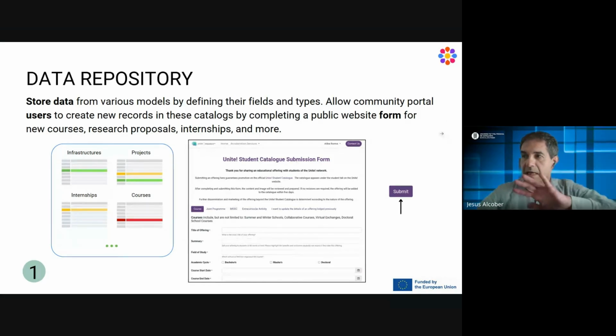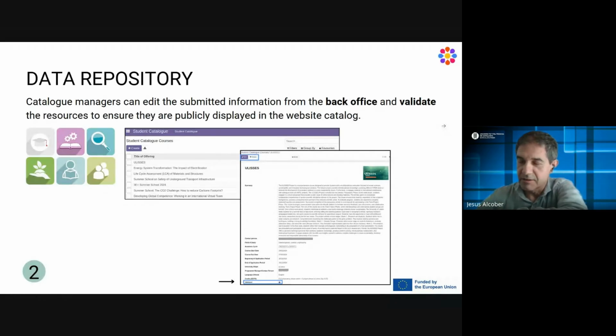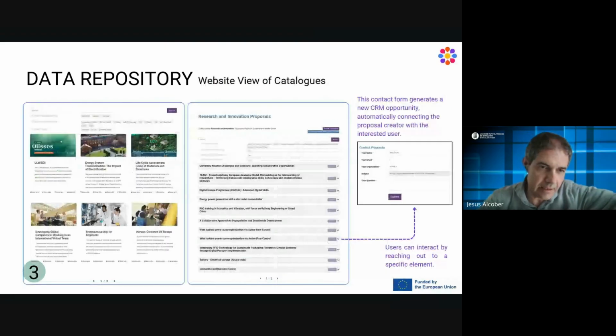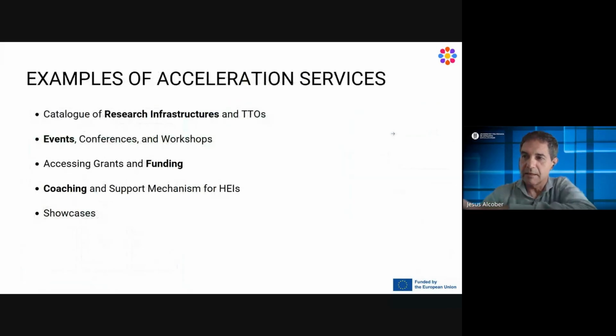Okay? And this is the back office view. Back office means the managers of the different catalogs, and there are publicly in the web different types of views, card view, list view, and so on. Okay? And we have examples of extension services. Just I will mention this, and I will give the floor to Alma.